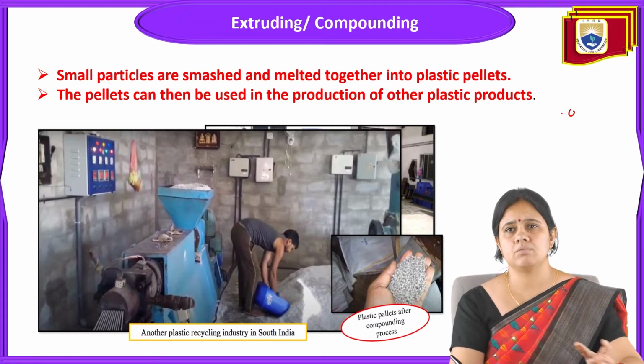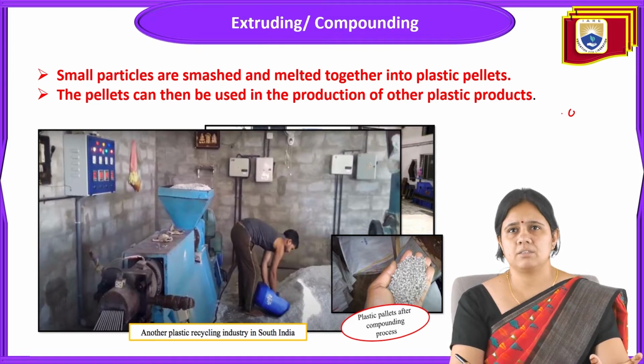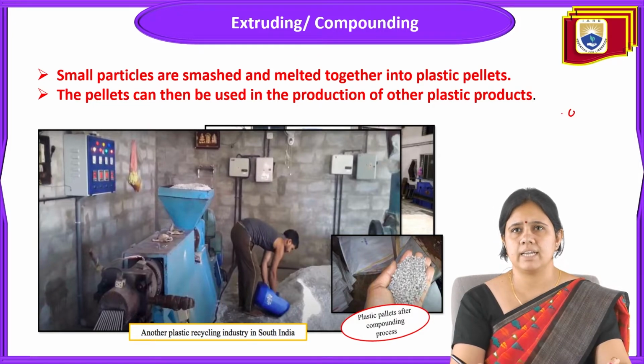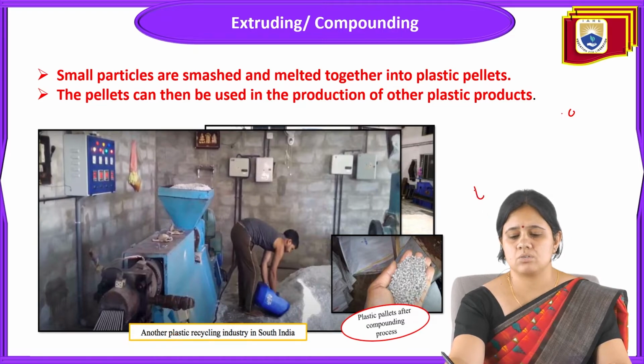So the small particles, what happens? Small particles are smashed and melted together into plastic pellets. You can see this is the plastic recycling industry, and the next step is extruding.